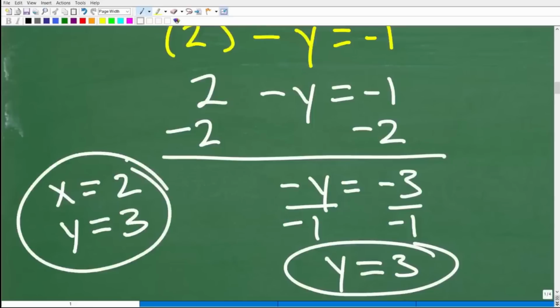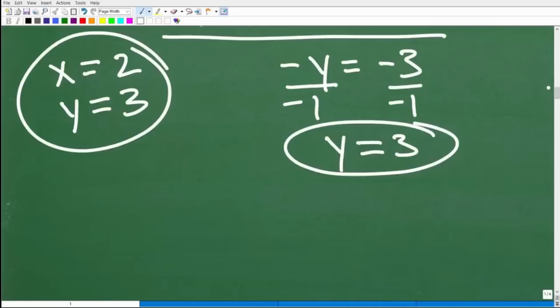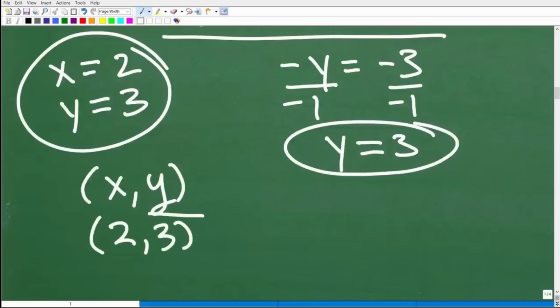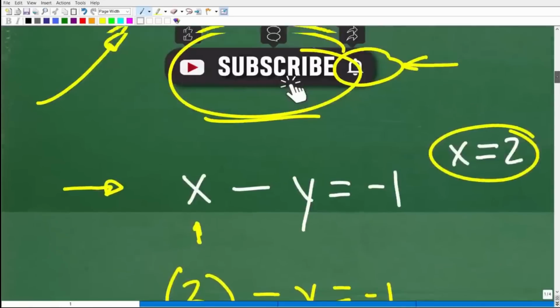That is a solution to the system, but what does that mean? Well, it means that these two linear equations, the ones that made up this system, are going to intersect, if I was to graph those lines, at the point (2, 3). So it has a valid solution, which means, again, these two linear equations do intersect.